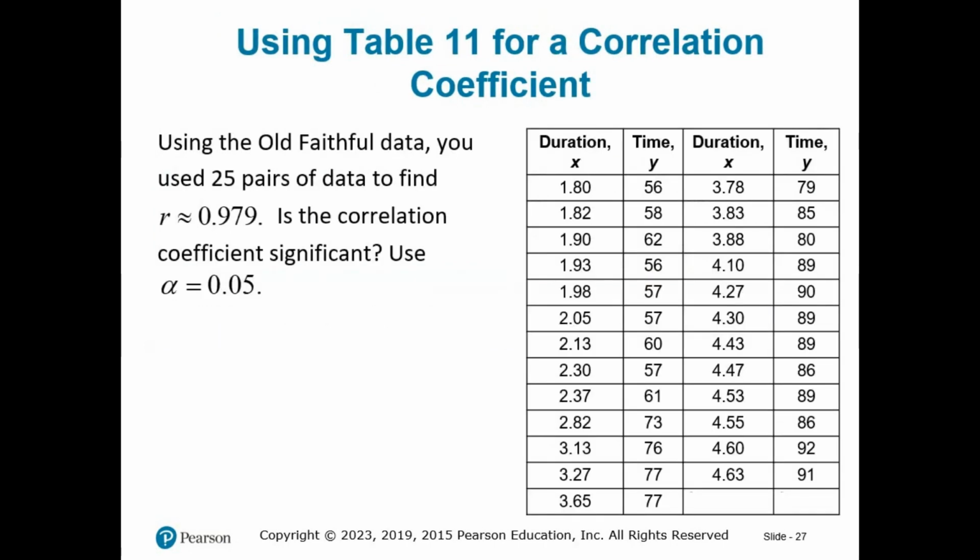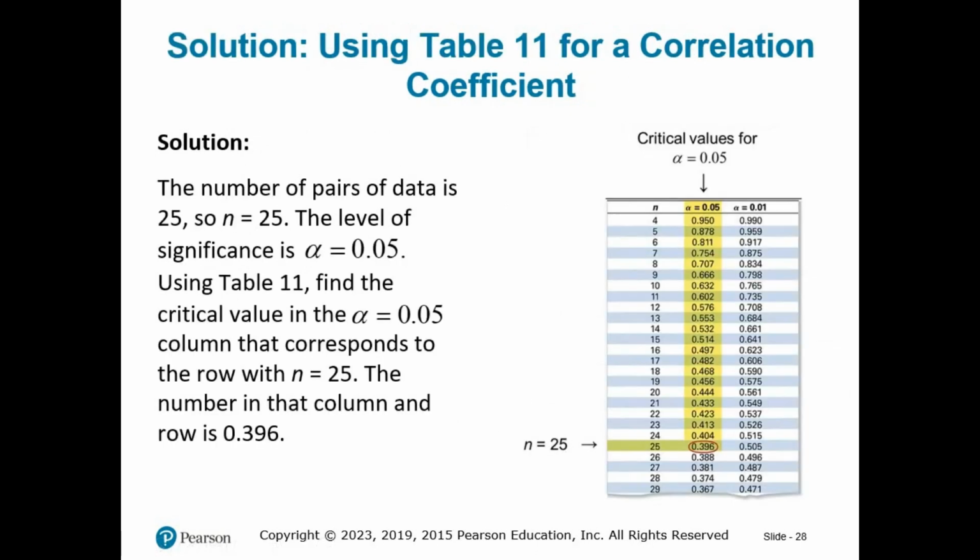Using the Old Faithful data, you used 25 pairs of data to find r was about 0.979. Is the correlation coefficient significant? Use alpha equals 0.05. If we look at the table, we find the column for alpha equals 0.05. Then we find the n value row along the side, n equals 25, and find where they intersect, in this case at 0.396.